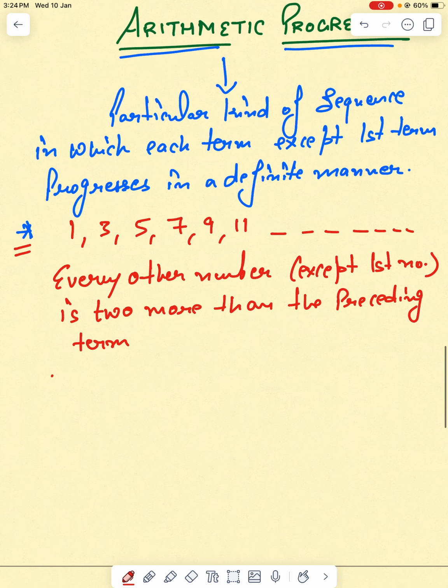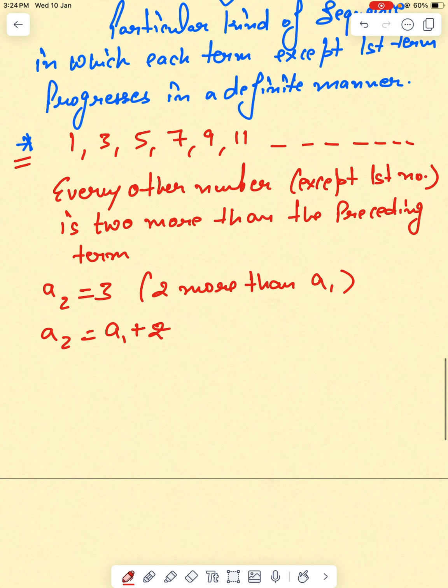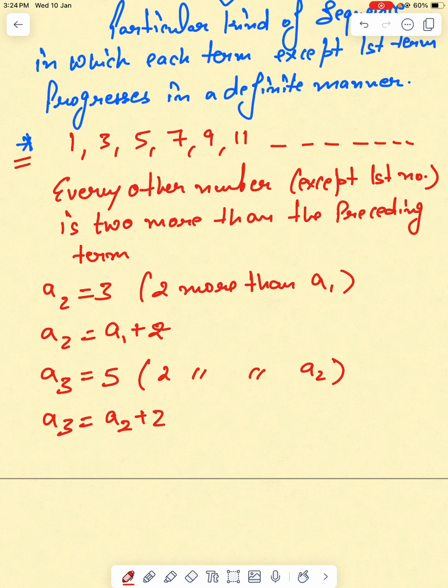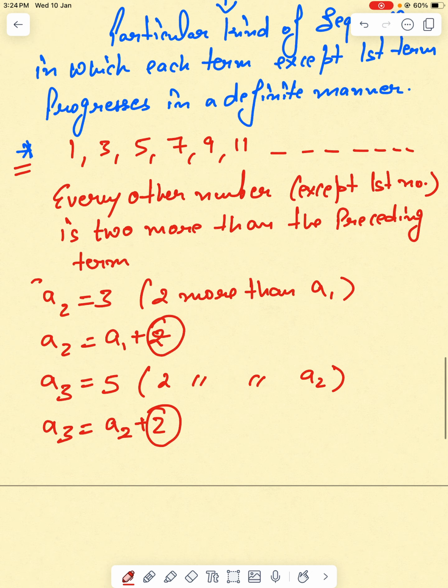See here, your second term, that is a2, is 3. It is 2 more than the preceding term, that is a1, or you can say a2 is a1 plus 2, right? Similarly, you can say that a3 is also 2 more than, it is 5, which is 2 more than a2, or you can say a3 is equal to a2 plus 2. So here you can see that every term is 2 more than its preceding term, right?